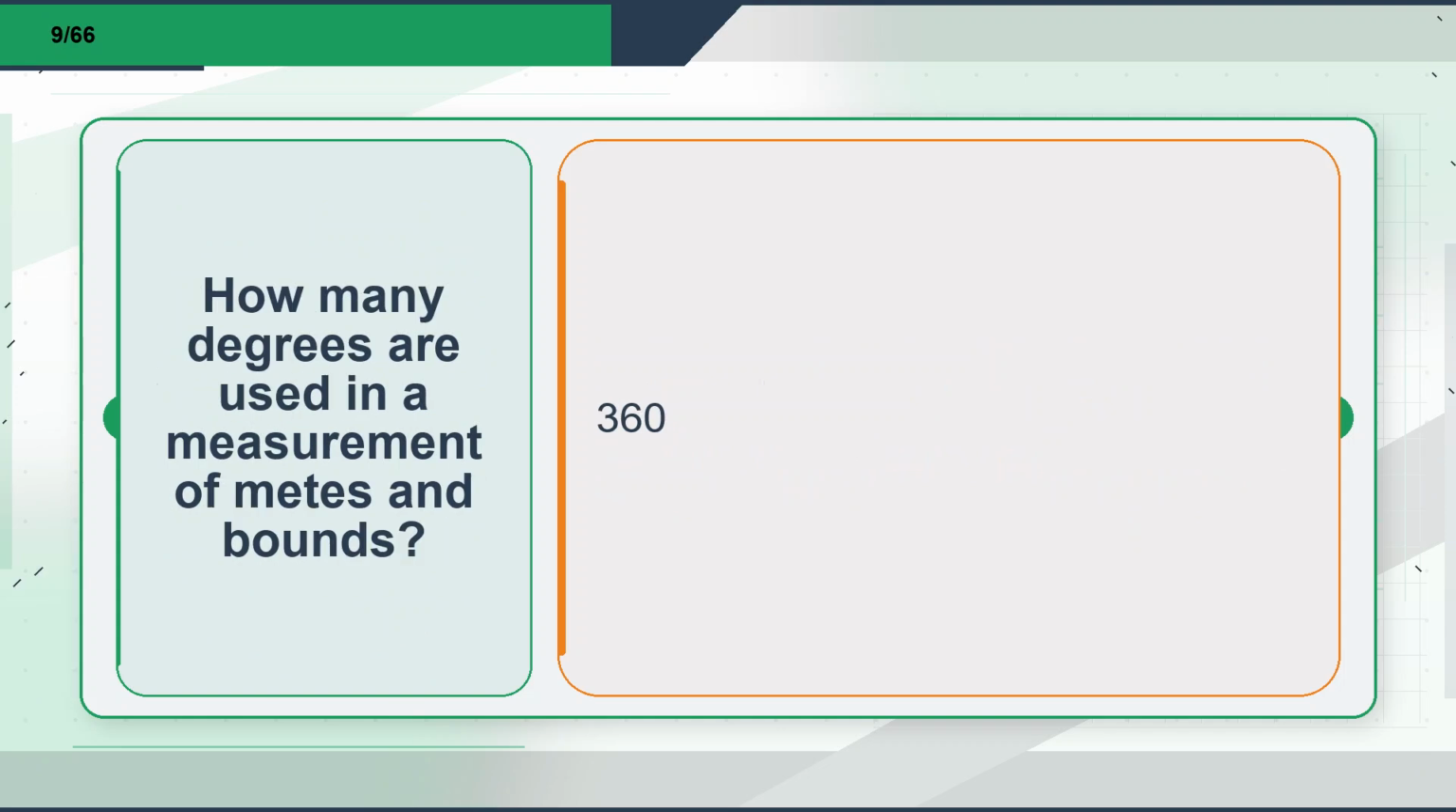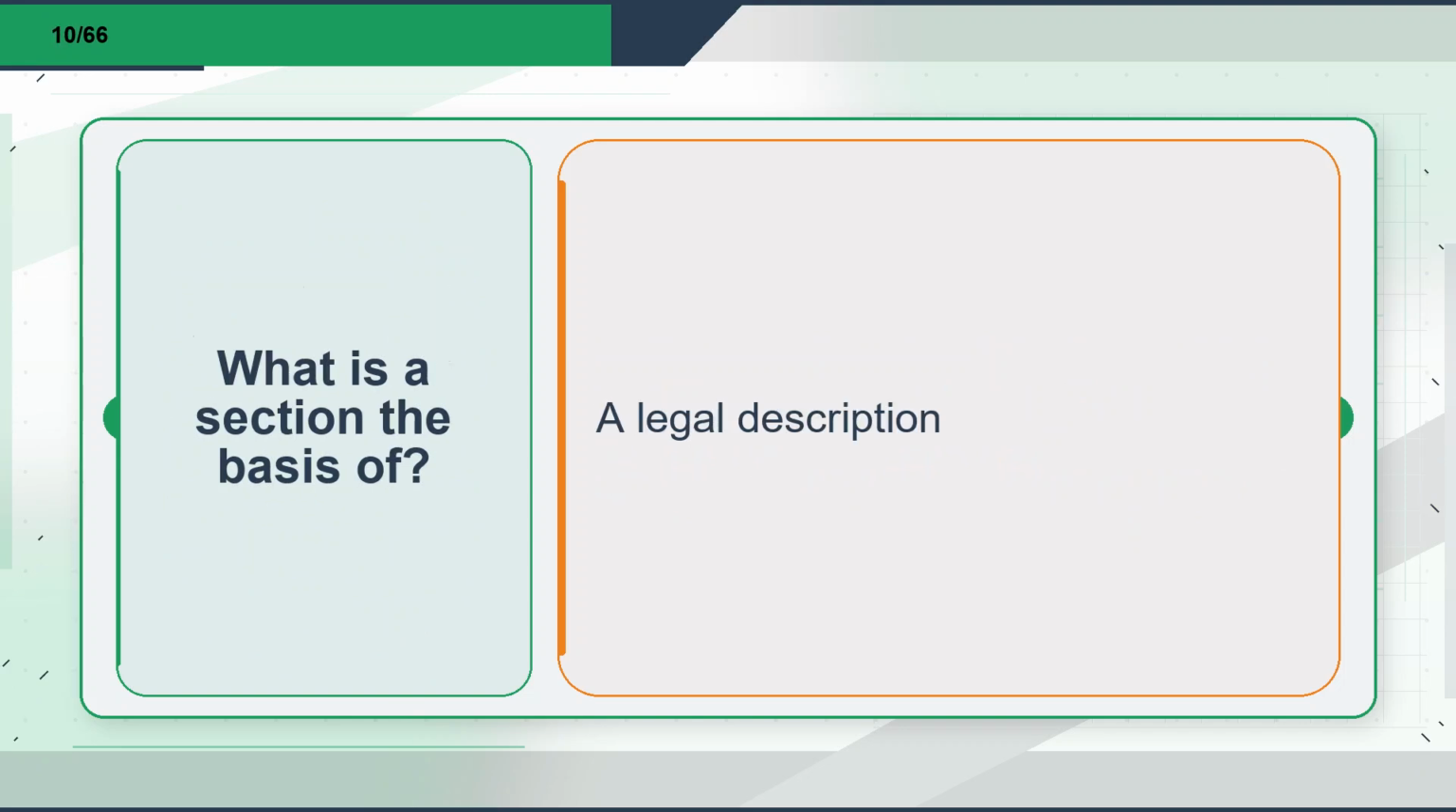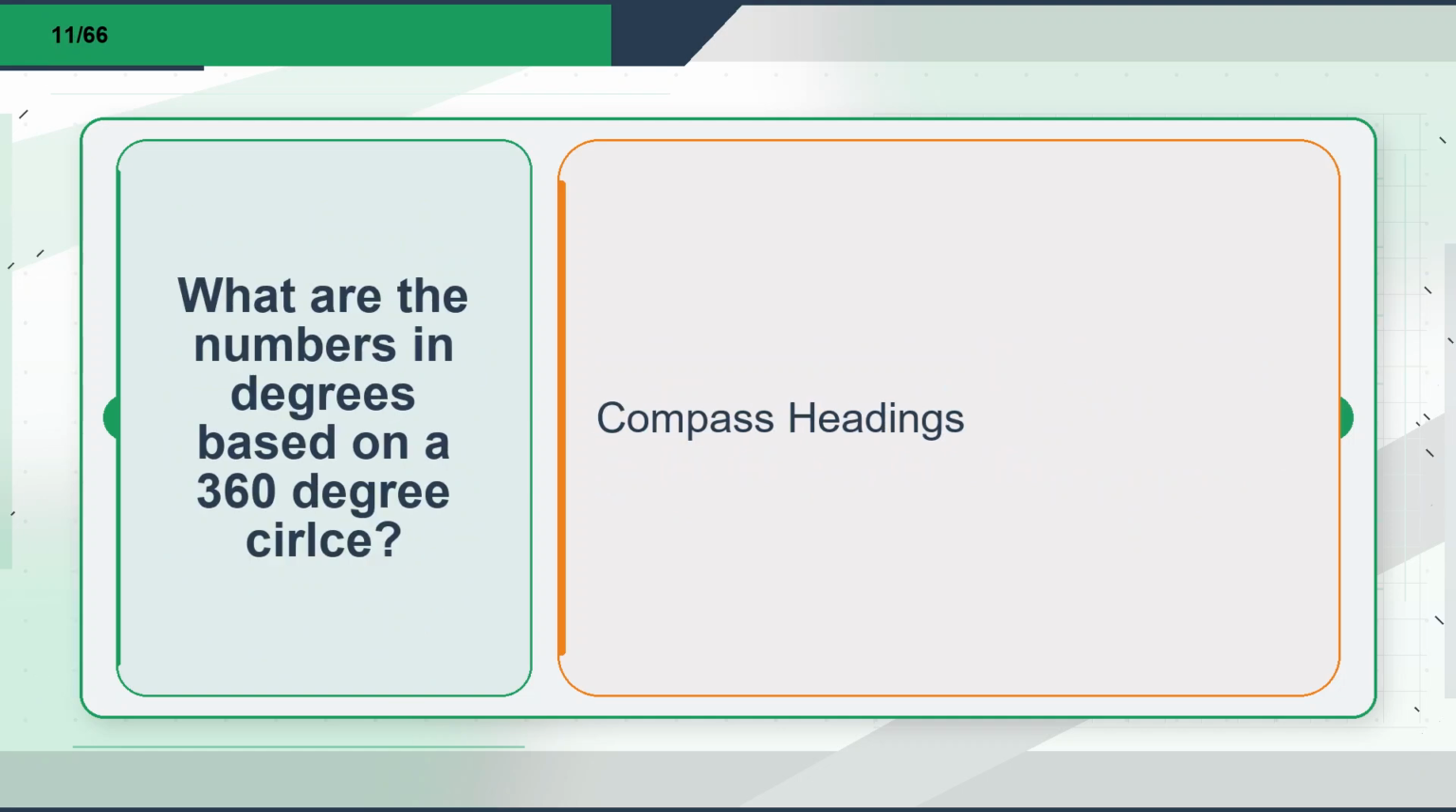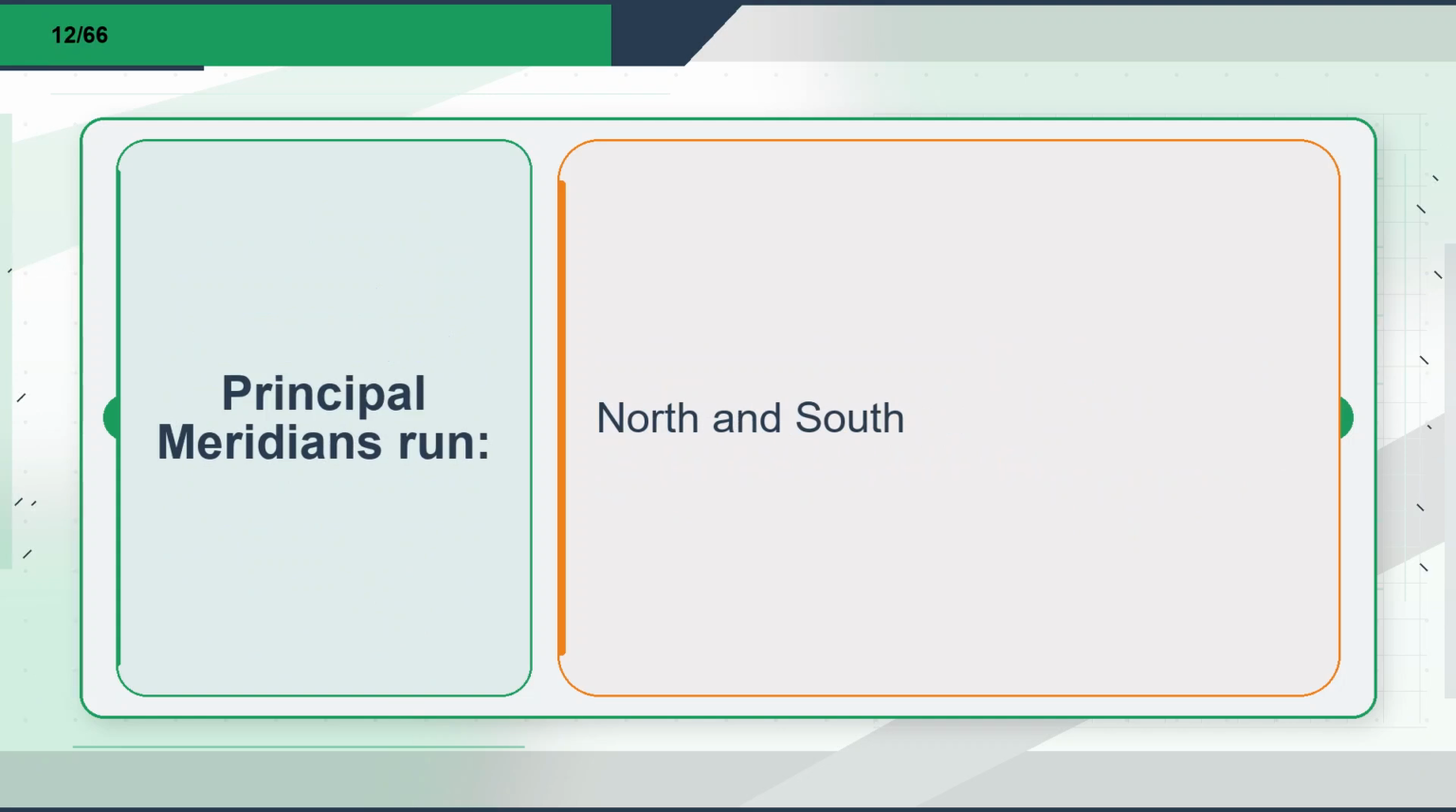Flashcard 9. Term: how many degrees are used in a measurement of metes and bounds? Definition: 360. Flashcard 10. Term: what is a section the basis of? Definition: a legal description. Flashcard 11. Term: what are the numbers in degrees based on a 360-degree circle? Definition: compass headings.